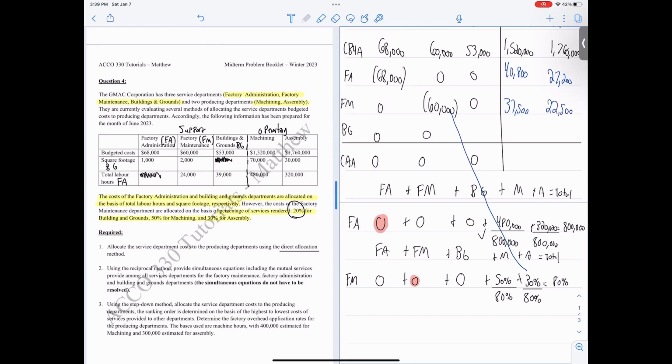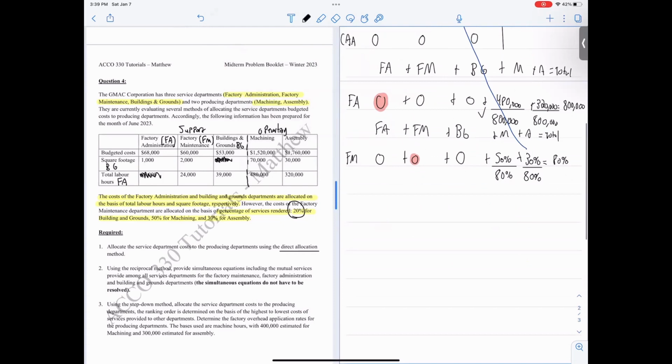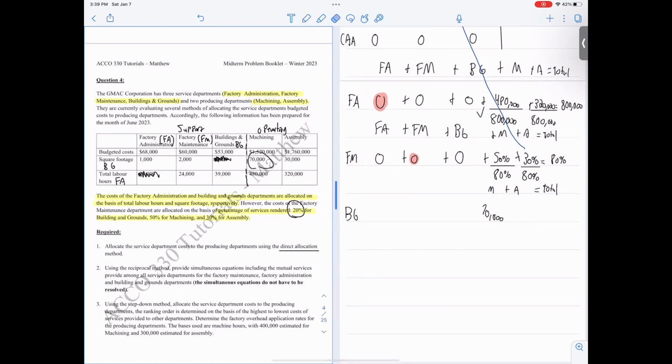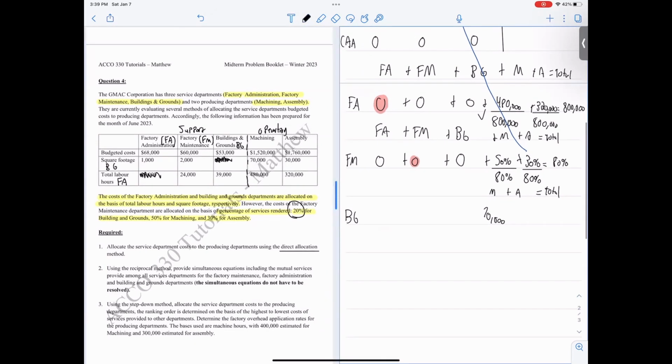Okay. Last but not least, building and grounds. Building and grounds, $53,000 in costs to be allocated. Let's do our total allocation. So B and G. Guys, I'm just going to do machining and assembly here. No reason to repeat the same thing over and over again because we're only doing the direct method. So 70,000 square feet is provided to machining, 30,000 is provided to assembly, that gives you a total of 100,000.